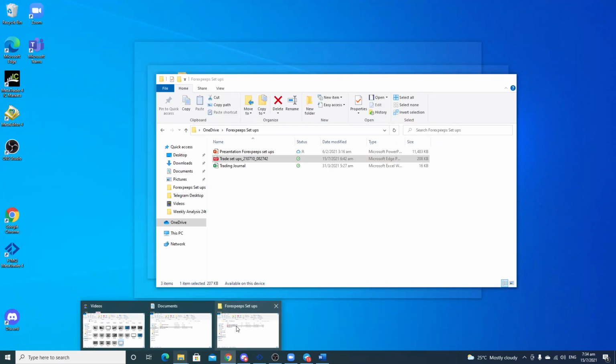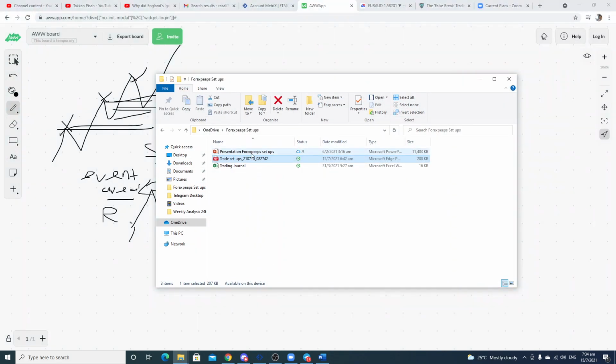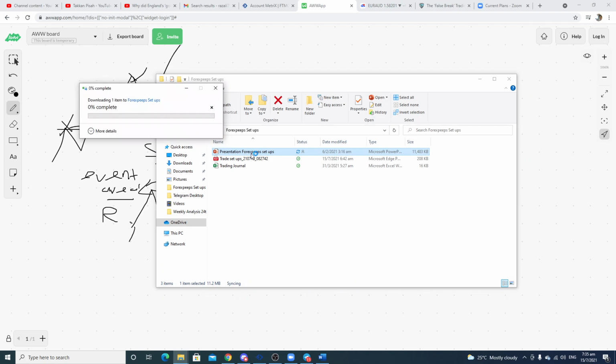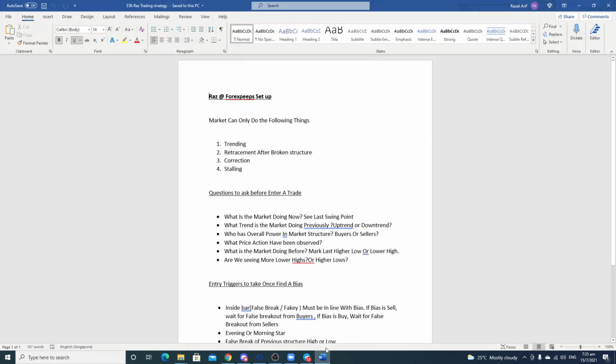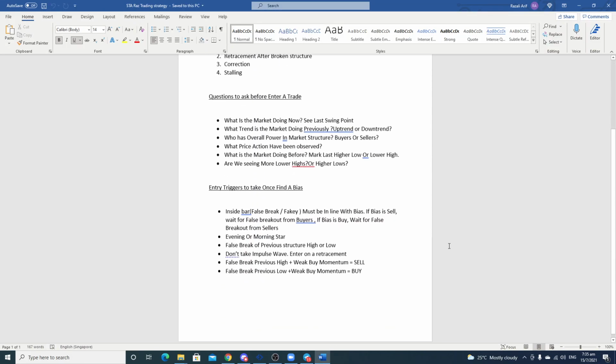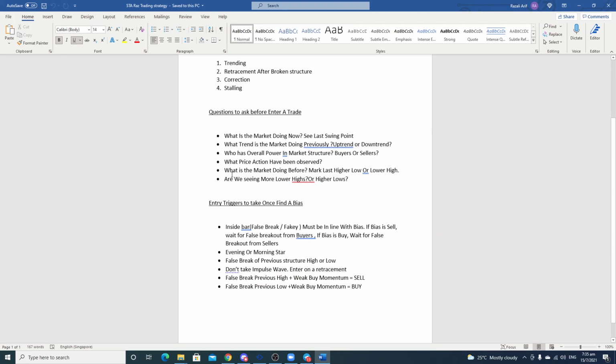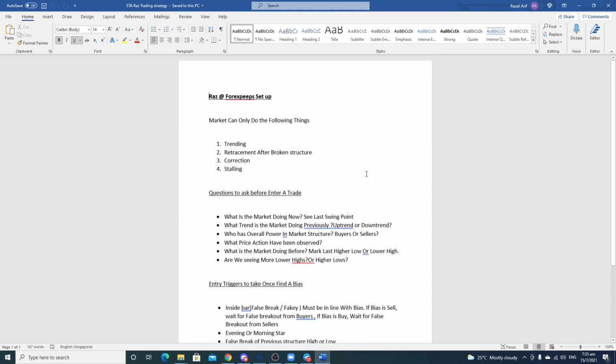Let me see whether I still have this on. Oh yeah, so wrong one. I say the market can only do the following things: trending, retracement after the broken structure, correction, and stalling. So we have to know what kind of setup this is and what we are looking for.